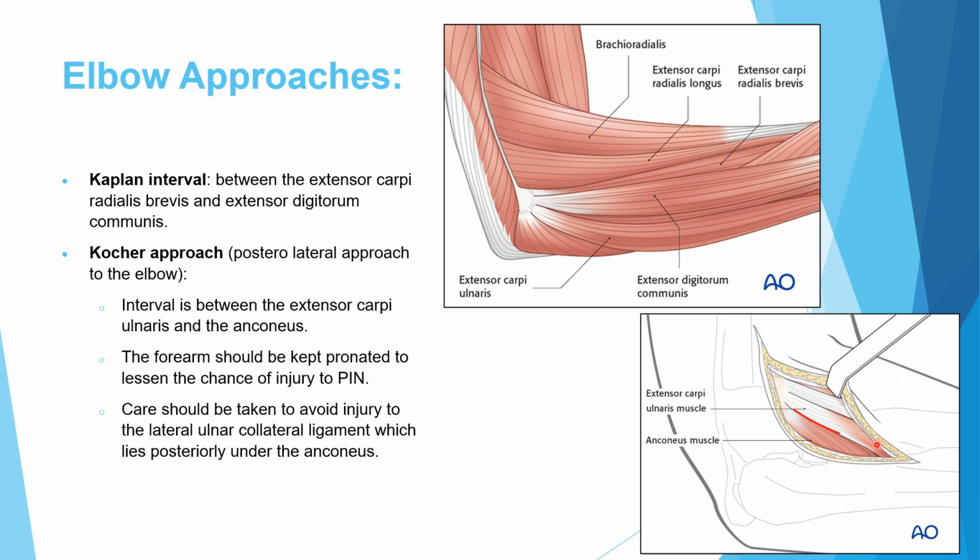People, however, are not doing it as much now because of the fear of injury to the lateral ulnar collateral ligament. The ulnar collateral ligament basically lies under the anconeus. So when you do this approach, you're very close to the ulnar collateral ligament. So fewer people are using the classic Coker, and more people now are using the Kaplan interval. The Kaplan interval is in between the extensor carpi radialis brevis and the extensor digitorum communis. So it lies in between, so it's more anterior.